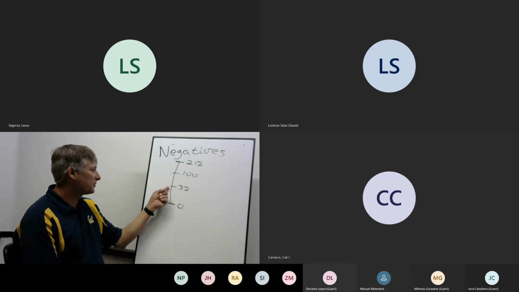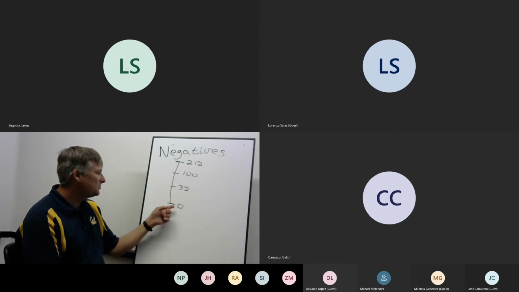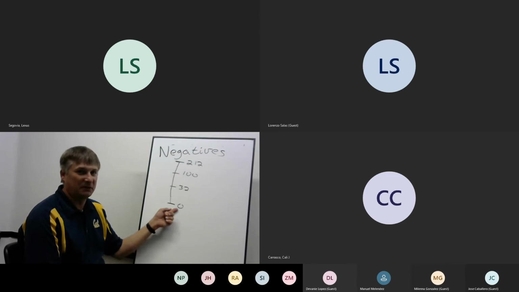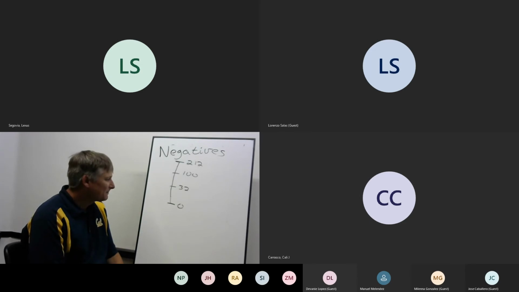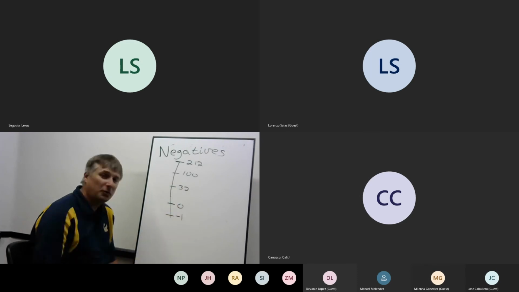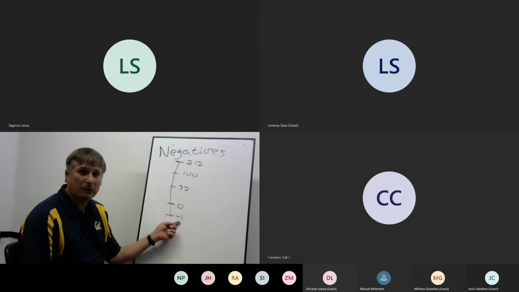Again, water freezes at 32. And then you do have zero. So now water's definitely frozen. You can go farther. You can get -1. The coldest temperature I've ever seen is -1.